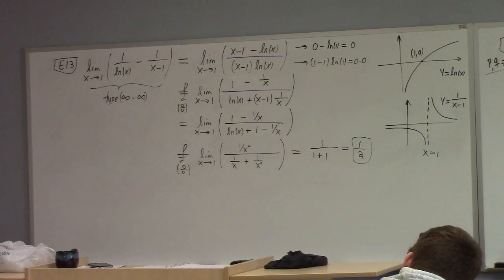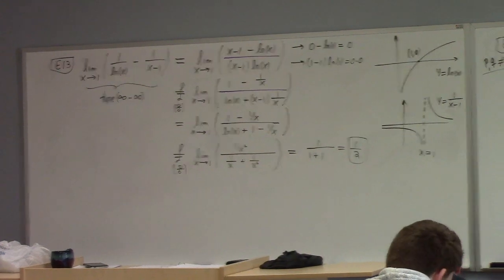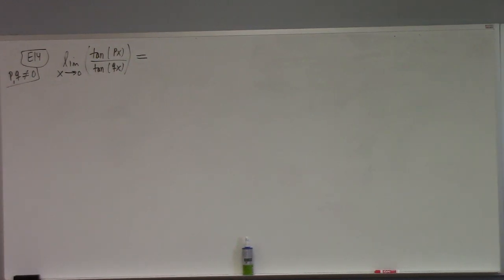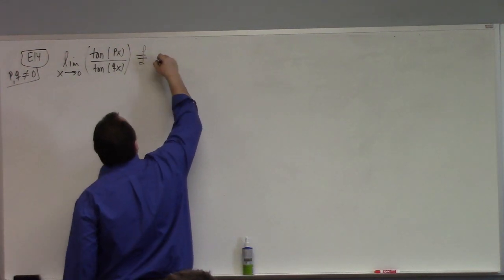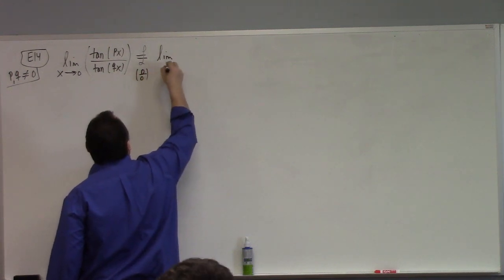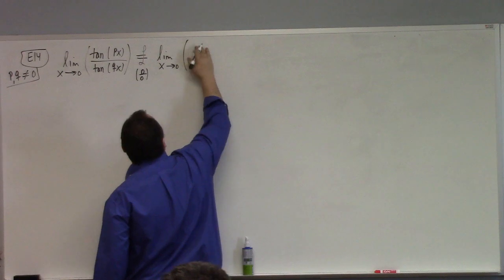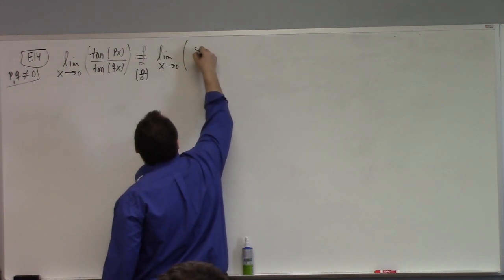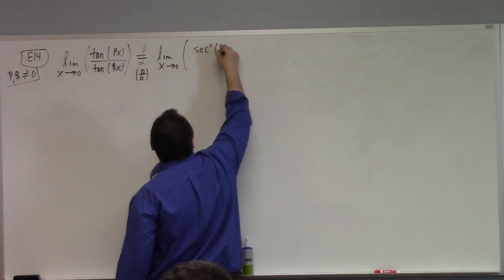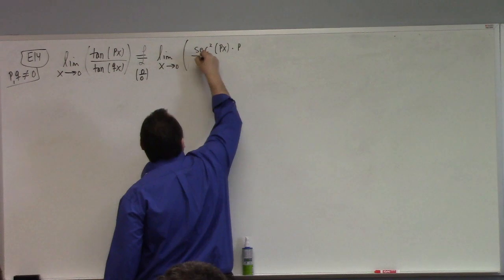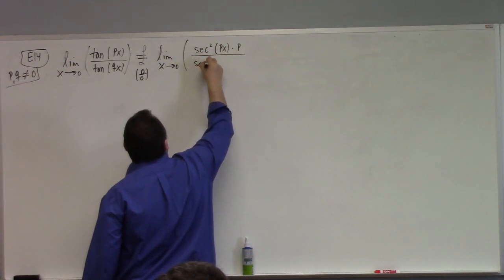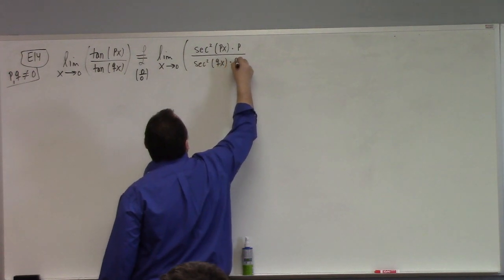What you got? 0? Yeah, tangent of 0 is 0. That's right. So this is type what? Type 0 over 0. So what do I do? L'Hopital. So L'Hopital, limit type 0 over 0. Limit as x goes to 0 of, there we go, we got secant squared, right? Derivative of tangent is secant squared. And then we've got times p, right? Because of the chain rule. And then in the denominator, we've got secant squared of qx times q, right?